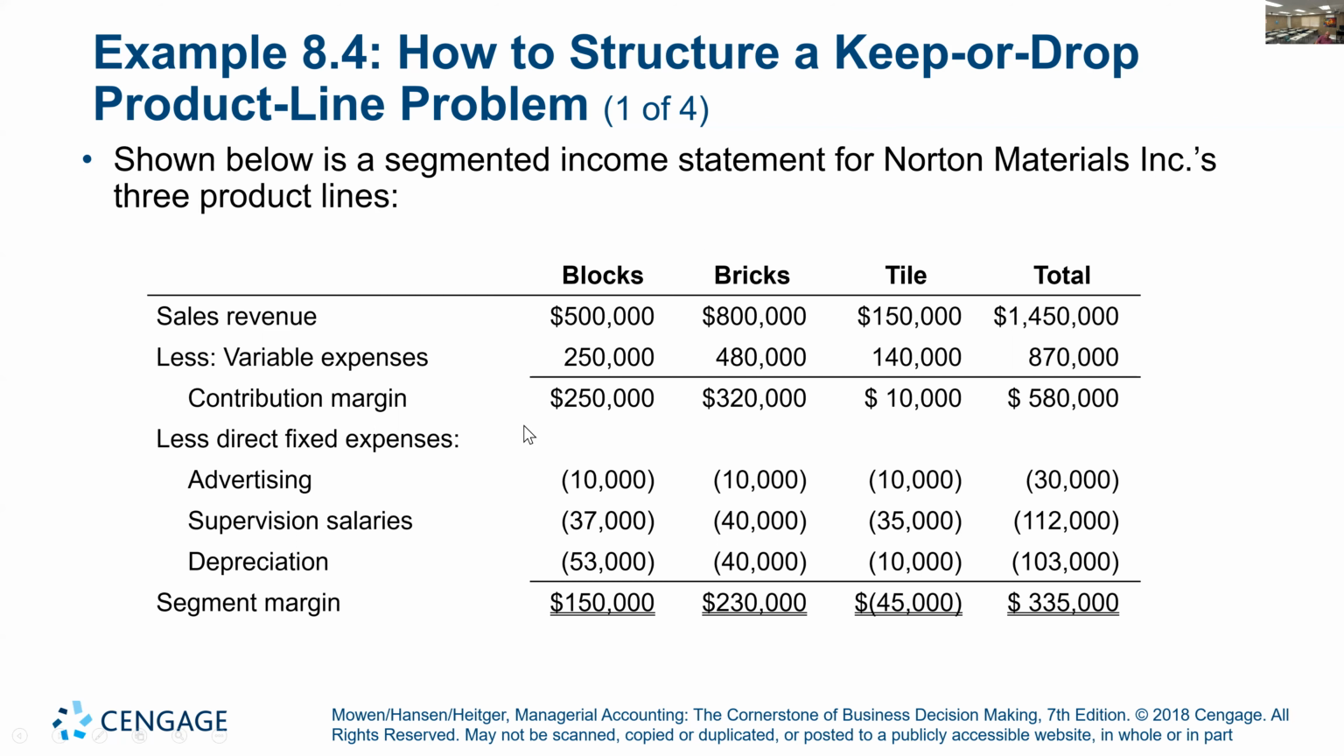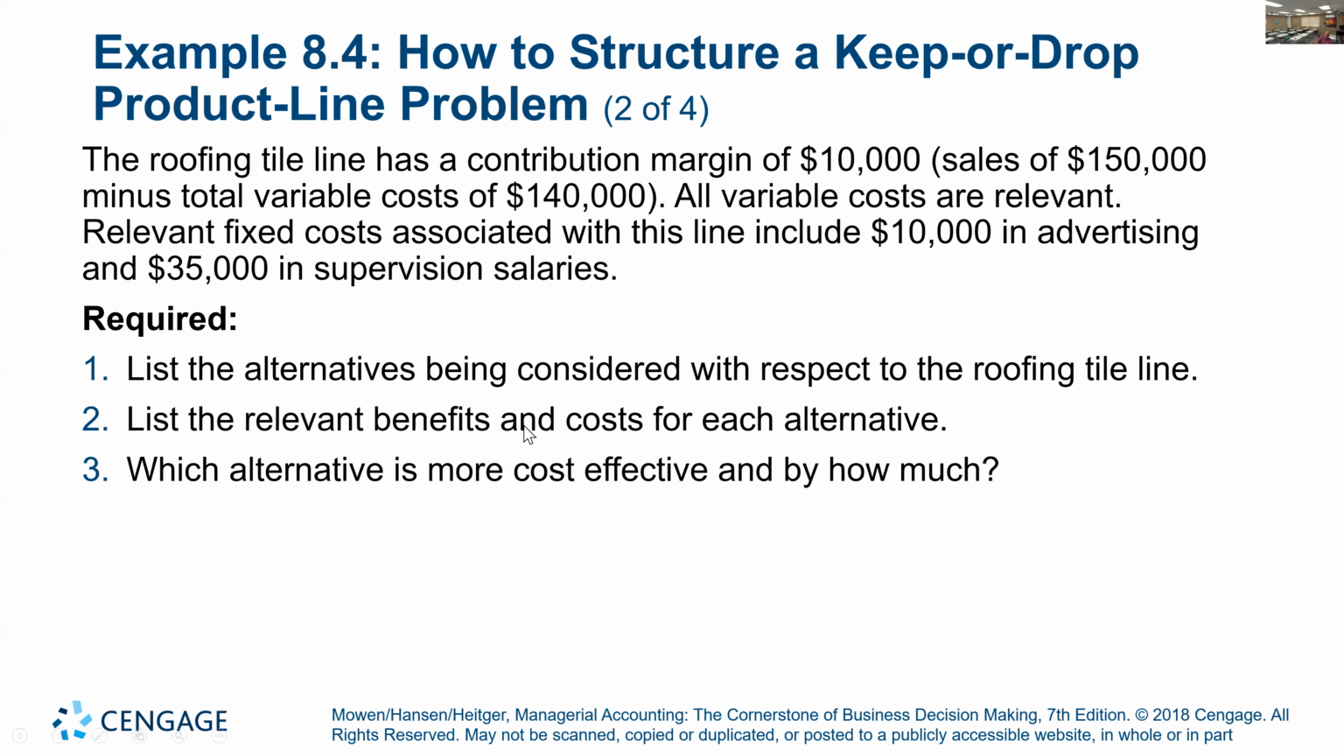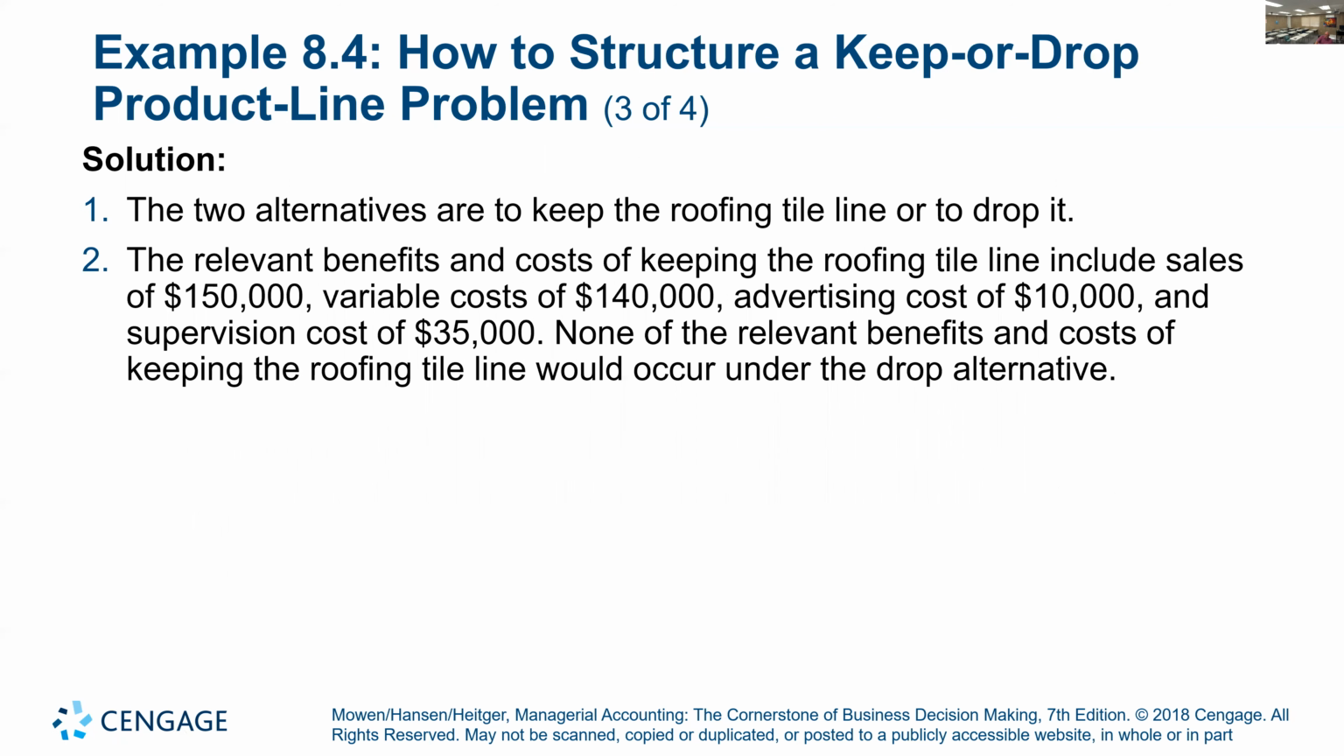So we want to know what would happen if we got rid of it. So what are the alternatives? Keep the roofing tile line or drop it. The relevant benefits and costs include sales, variable cost, advertising, and supervision costs, right?